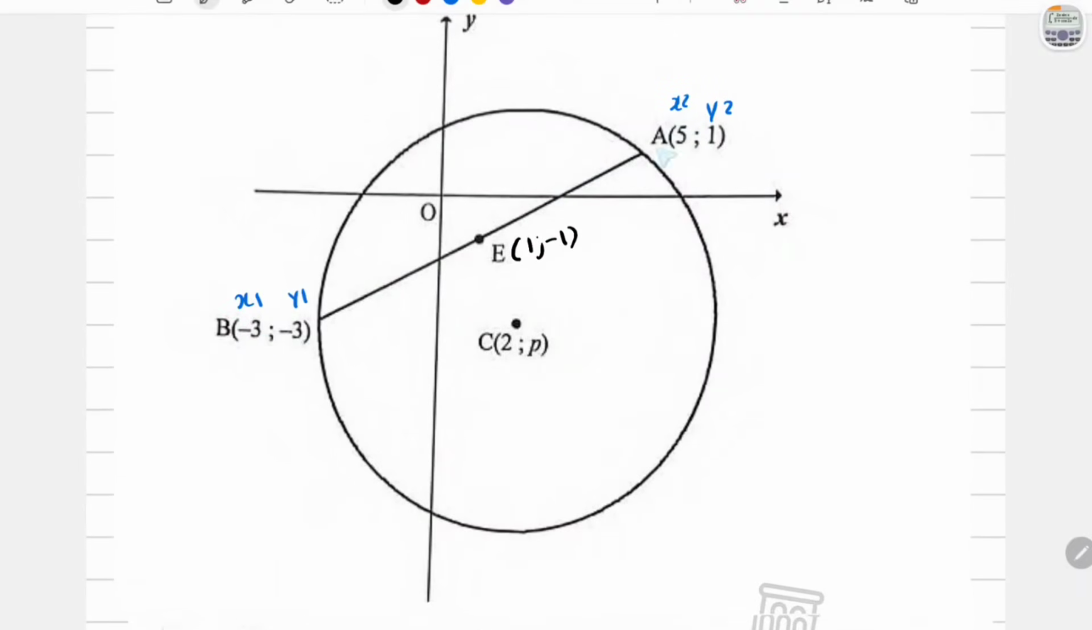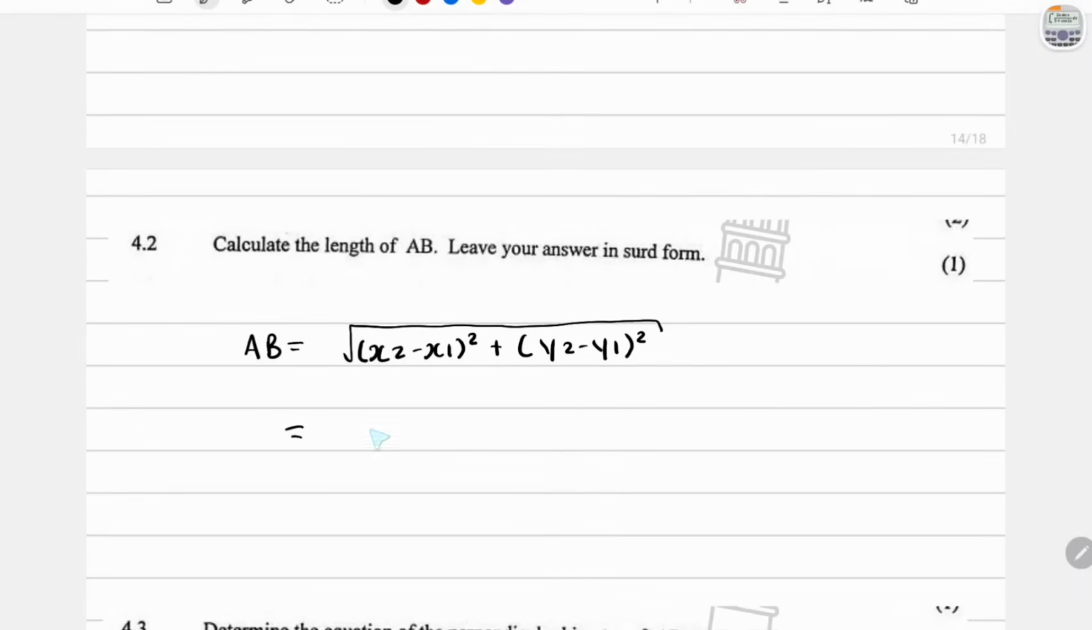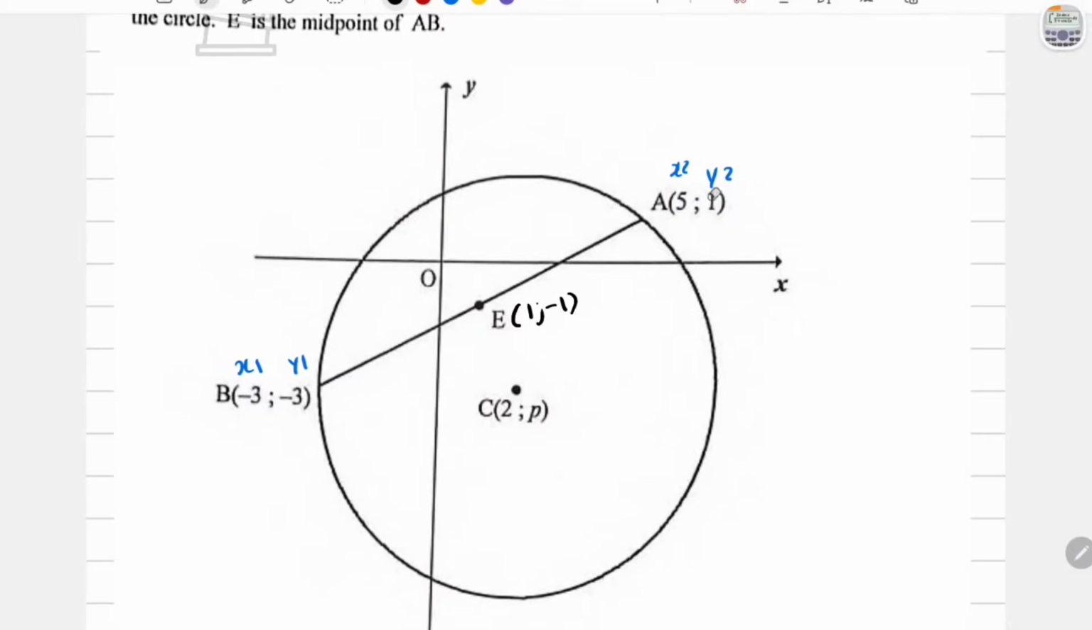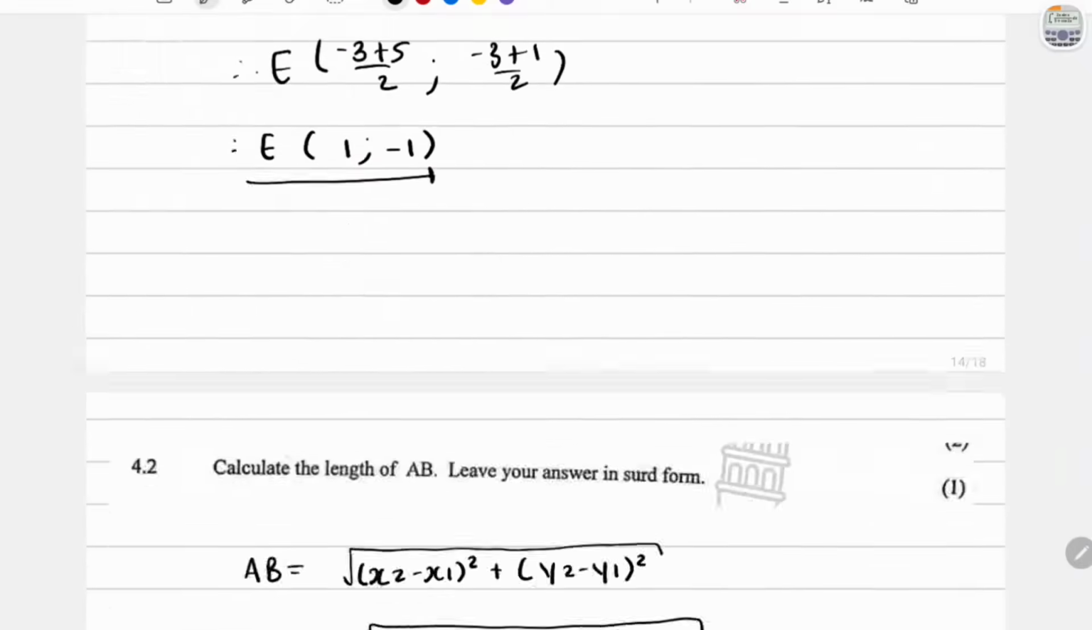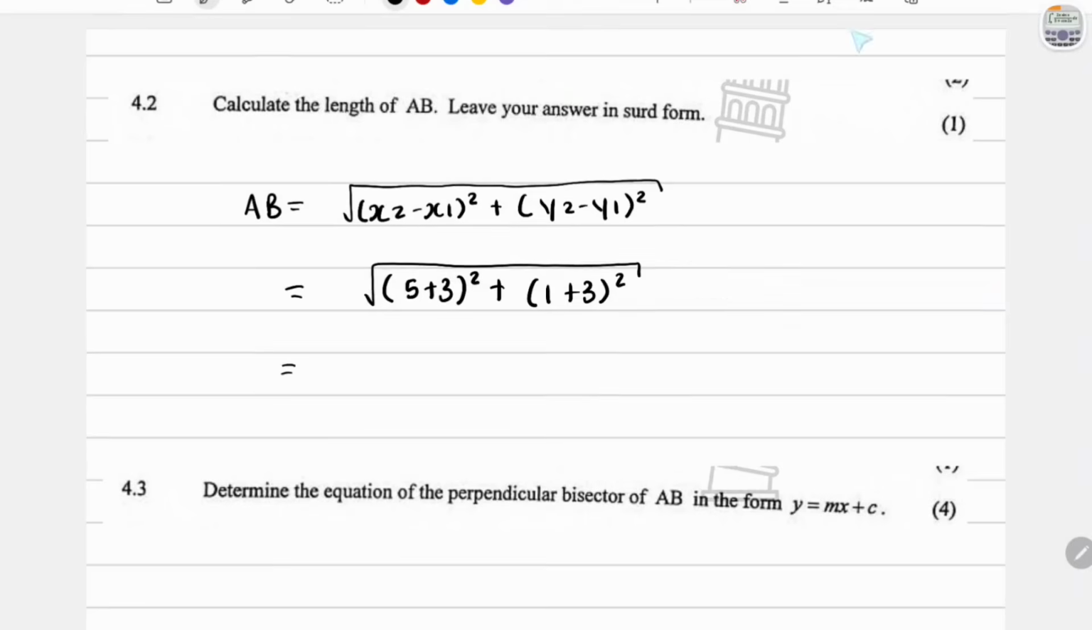So that would be 5 minus -3, which really just becomes 5 plus 3. So that's 5 plus 3 all squared plus, and then y2 minus y1. So that's 1 minus -3, which becomes 1 plus 3. So that is 1 plus 3 all squared. You can substitute into your calculator.